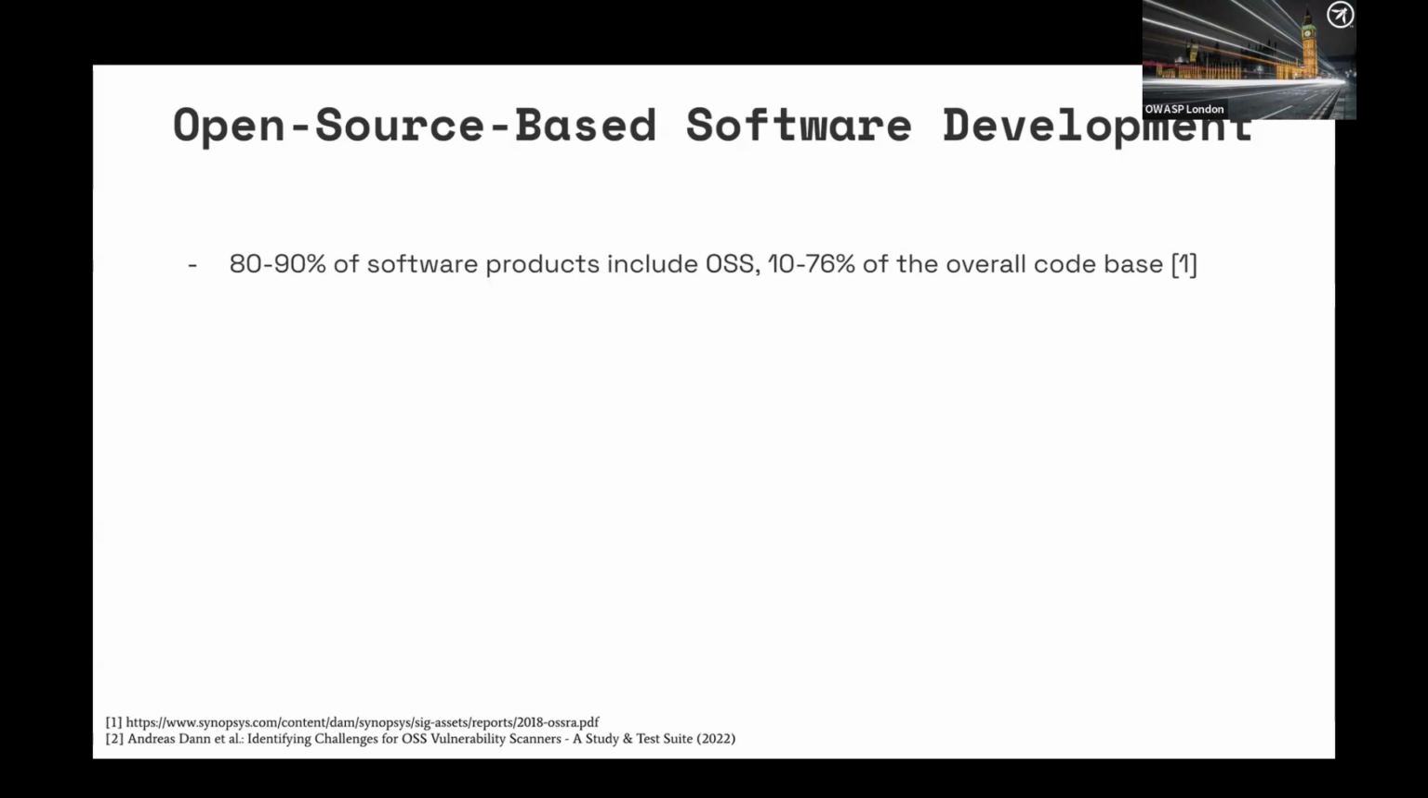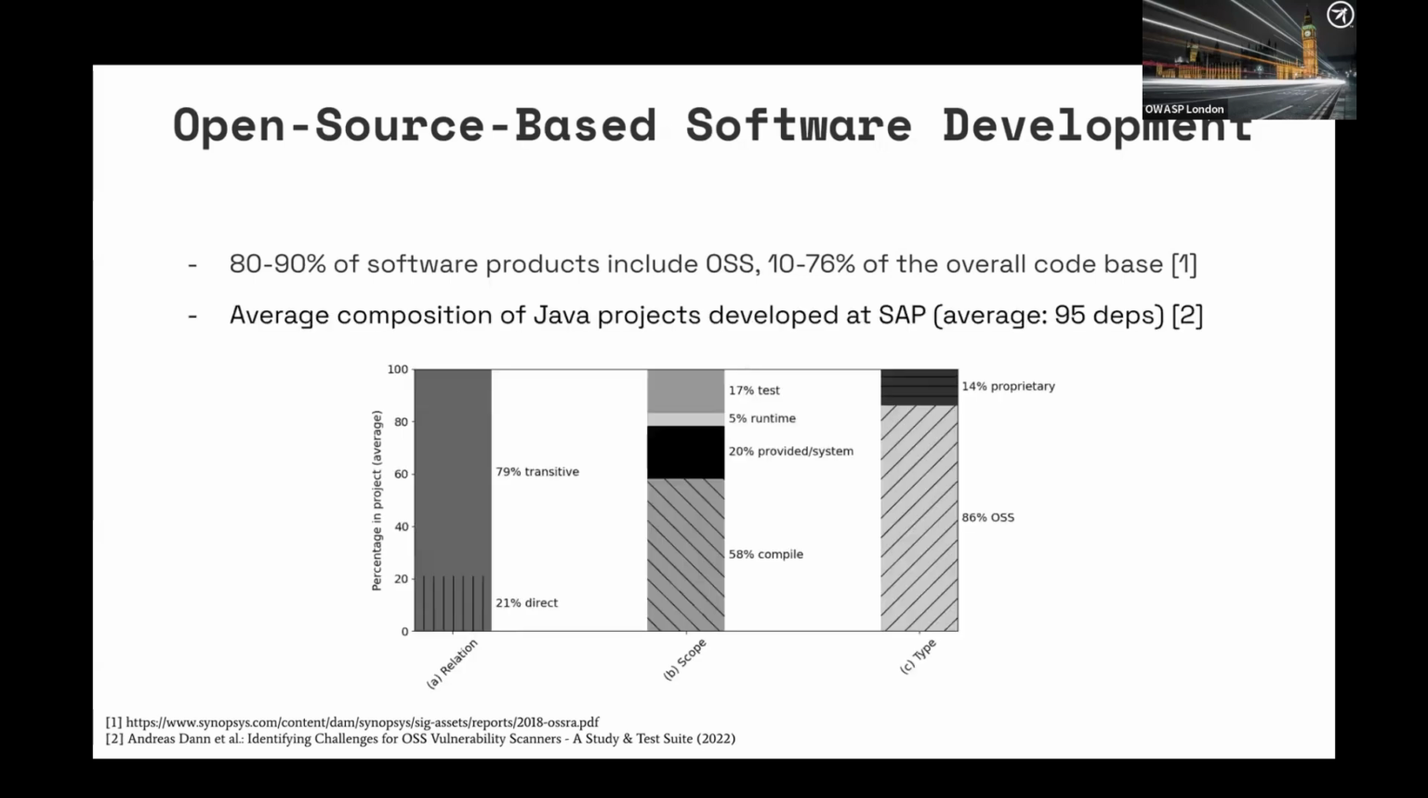And those that include open source, the share of the overall code base is going up to 76, 80%, depending on the studies. Here is some statistics taken from a paper that I co-authored a couple of years back, showing different characteristics of how those dependency graphs look like. Across a couple of thousand Java projects at SAP, 21% of those dependencies were direct dependencies, close to 79% were indirect dependencies.